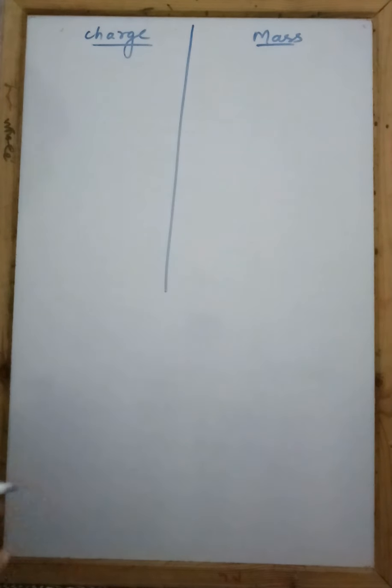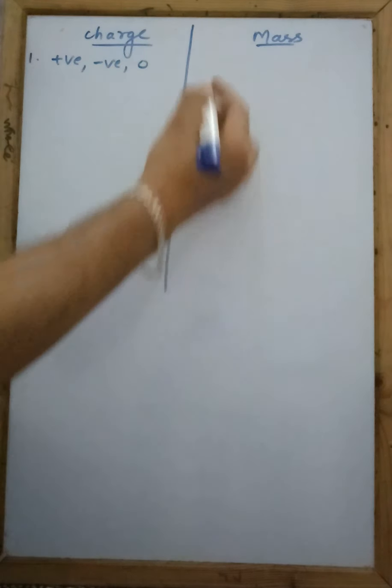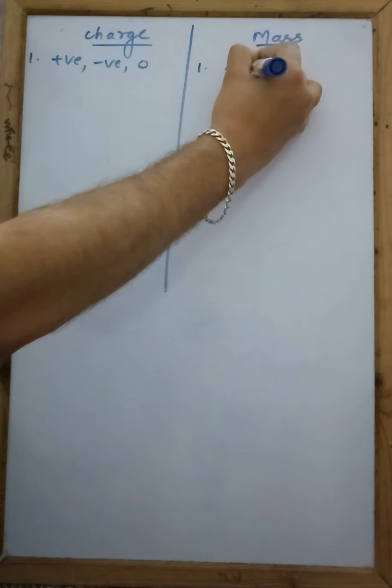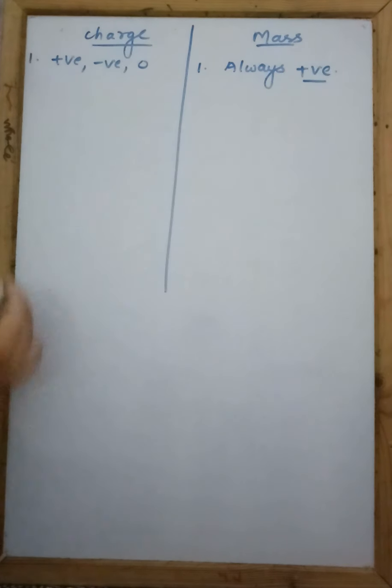So very simple differences are there. You can say that charge can be positive, it can be negative, or it can be zero. You know, it can be neutral, it can be positive, or it can be negative. Whereas mass, obviously it can never be negative or zero. Mass is always positive.